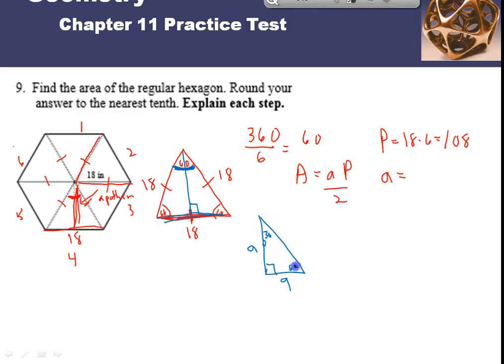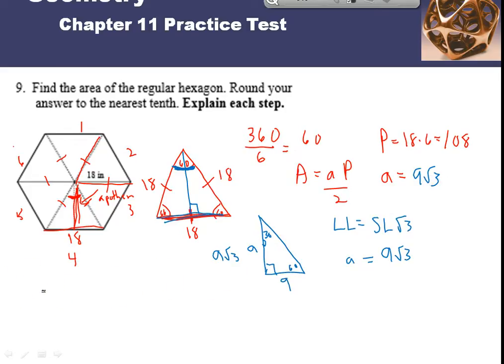And this 60. And then remember, the long leg of a 30, 60, 90 right triangle is the short leg times radical 3. So here's my short leg, 9. It's a short leg because it's across from a 30-degree angle. So this would be 9 radical 3 is what my apothem is going to be. So 9 radical 3. So then I can find the area.